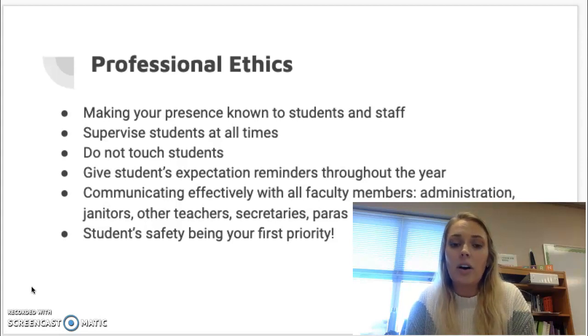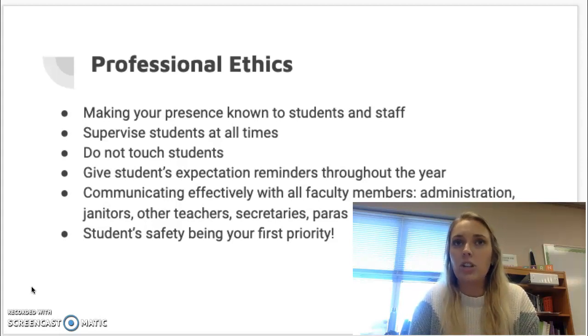Communicating effectively with all faculty members, administration, janitors, other teachers, secretaries, paras. I think having everyone on the same page is very important. It keeps communication open. Everyone knows what's expected of them, and overall, it's just very important for the school community as well.